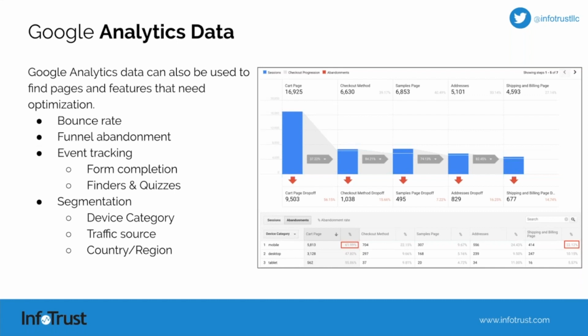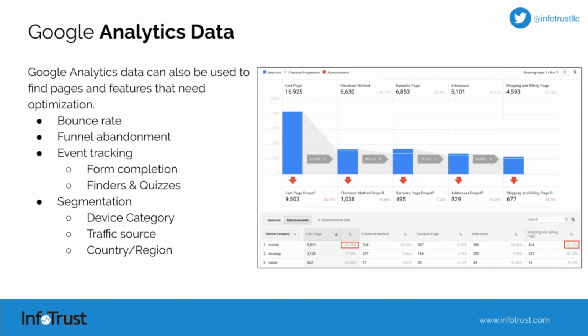If you're using Google Analytics, this data can be used to find the pages and features that need optimization. If you have implemented tracking and customized your tracking based on your organizational needs, there's a number of things you can look at. Bounce rate sometimes can be used as a way to measure performance of different types of pages. If your site is engaged in e-commerce, abandonment of the funnel is a good place to look.